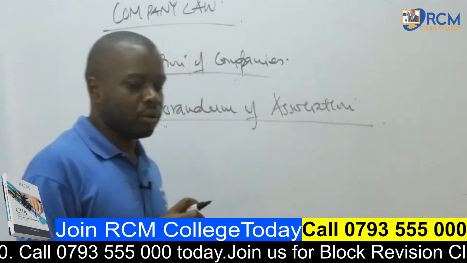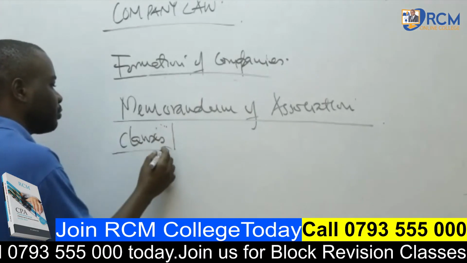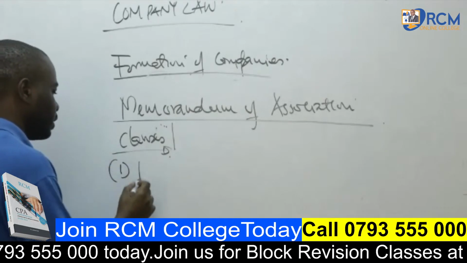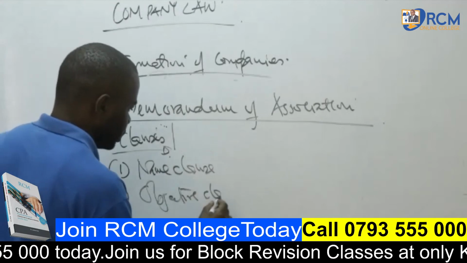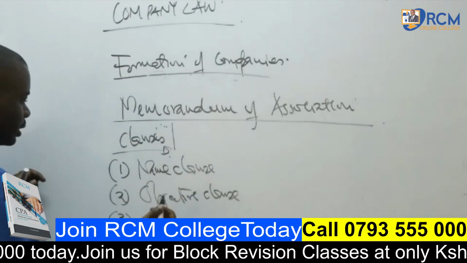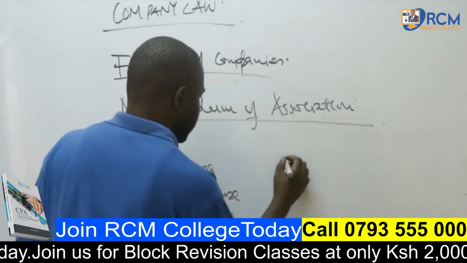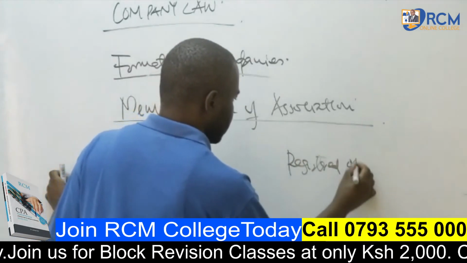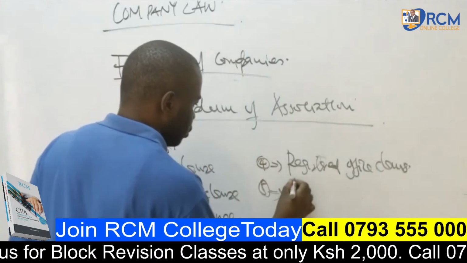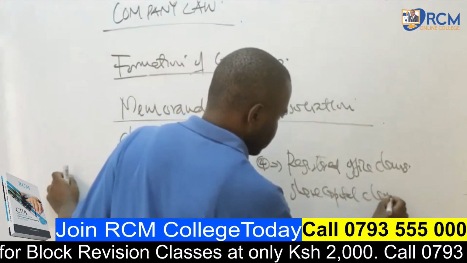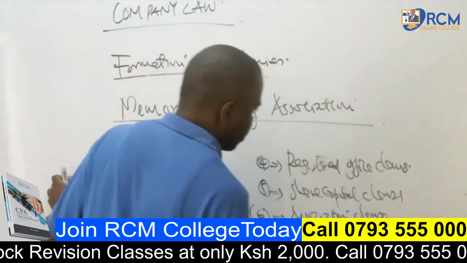So the normal memorandum of association will contain what we call clauses. By clauses we just mean, for example, paragraphs. So what will be there, for example, will be the name clause. Also, we'll have the objective clause. Clauses are just like paragraphs. Then the liability clause. Also the registered office clause. Also the share capital clause. And maybe you can talk about the association clause. So these are in the normal memorandum of association.